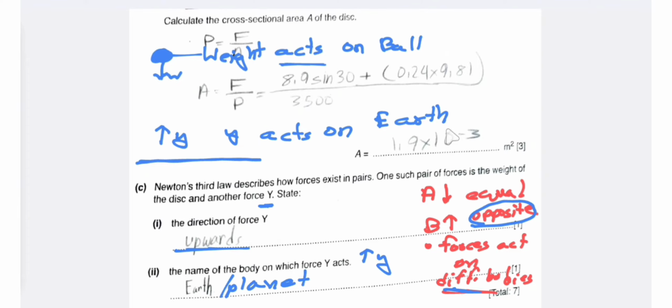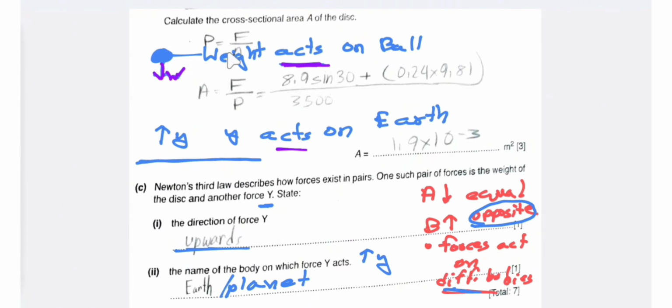Now I would explain this. Let's say the weight is acting on the ball. Suppose the ball is in the air and moving downward. Why is the ball moving downward? Due to the weight of the ball. On which object is the weight acting? The weight is acting on the ball. So force Y must act on the earth.